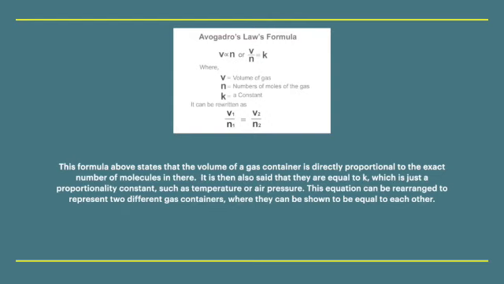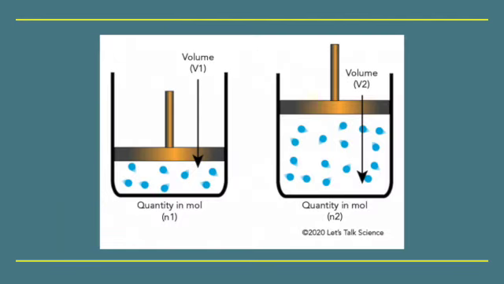This equation can be rearranged to represent two different gas containers where they can be shown to be equal to each other. Alright, and right here we have an example of that, what we just showed you. So these both are the same container. However, the amount of volume is different. So you can see that this is a handy tool here. You just move it up and the volume changes.